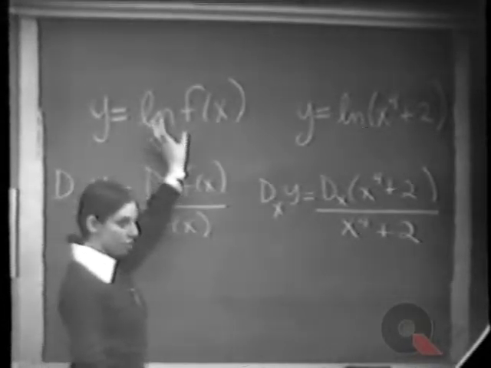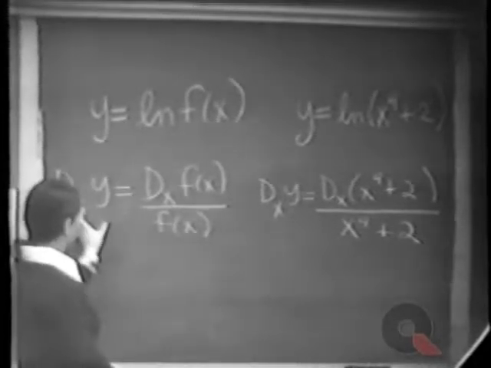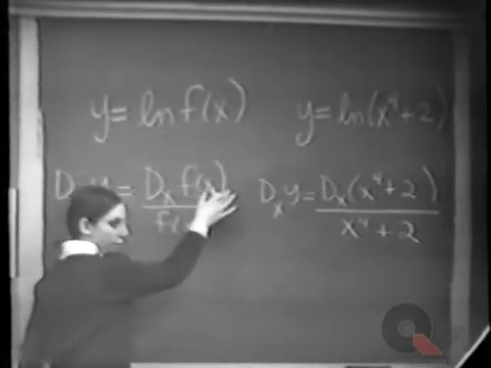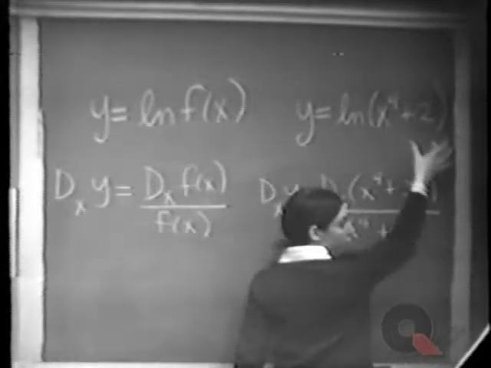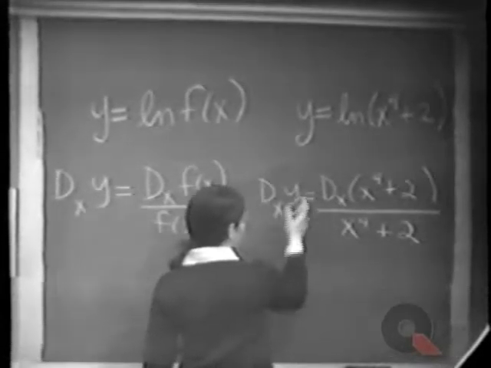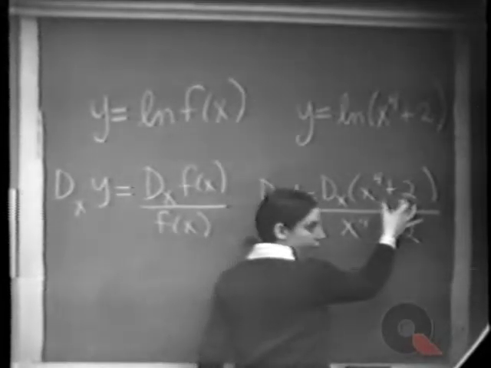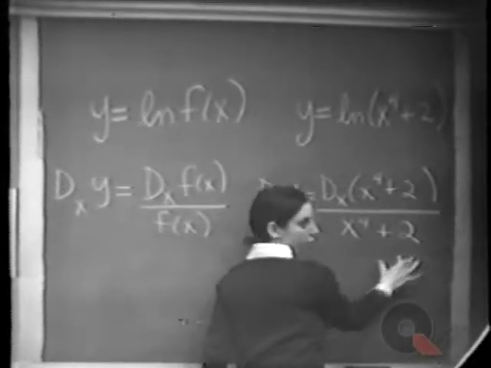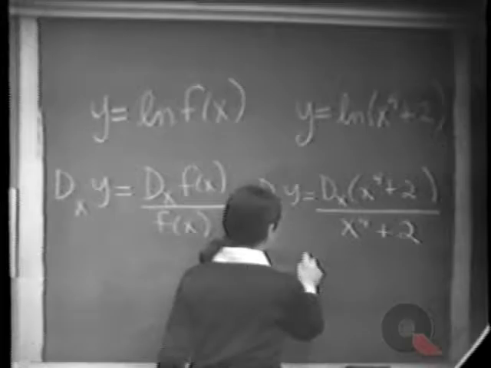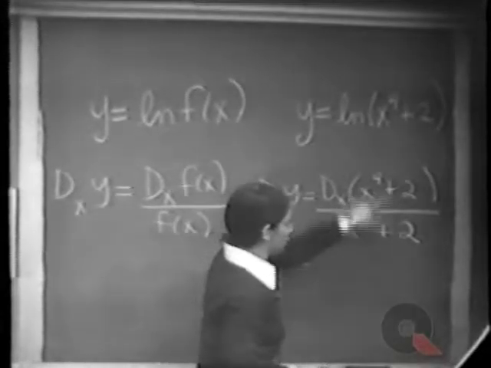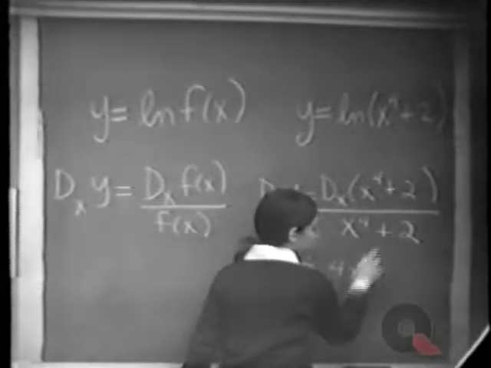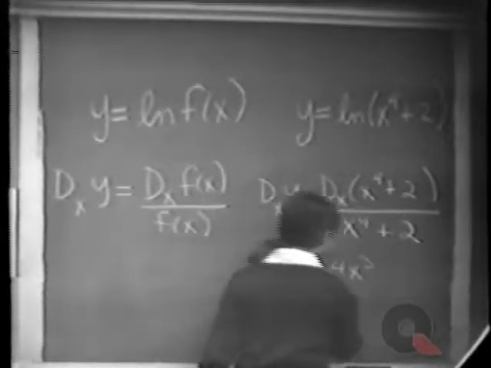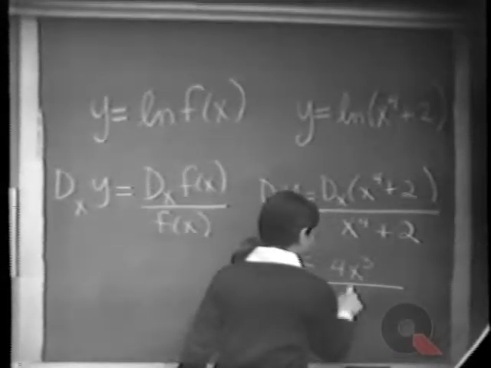If y is a natural log of f of x, dy dx is the derivative of f of x over f of x. So if y is a natural log of x to the 4th plus 2, the derivative of y with respect to x is the derivative of x to the 4th plus 2 over x to the 4th plus 2. And then we can just fill in the derivative of x to the 4th plus 2 with respect to x: it is 4x cubed, the derivative of 2 is just 0, over x to the 4th plus 2.